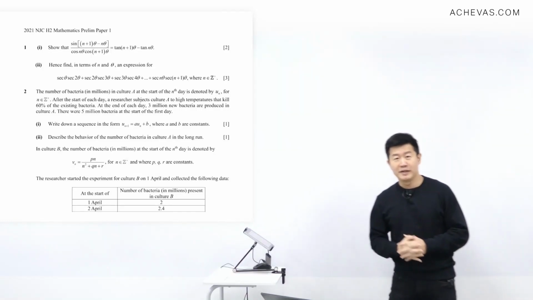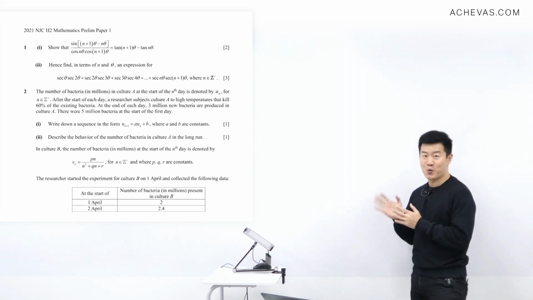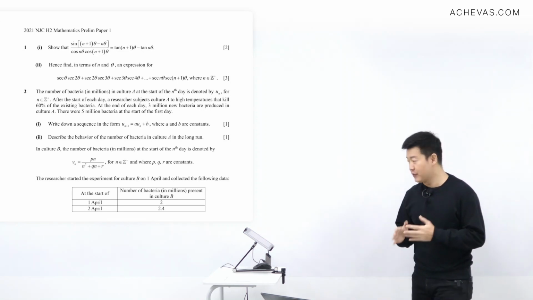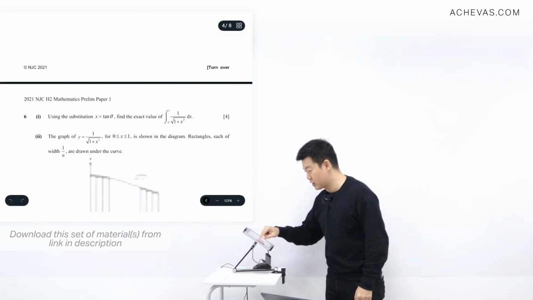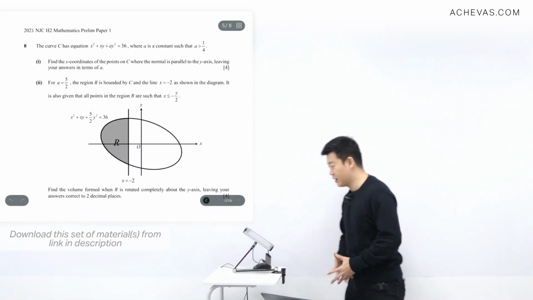In this video, we are going to be taking a look at the second half of NJC 2021 H2 Math Prelim Paper 1. We have done questions number 1 to 7 in our previous video. So today in this video, let us take a look at question number 8, which is this question over here.